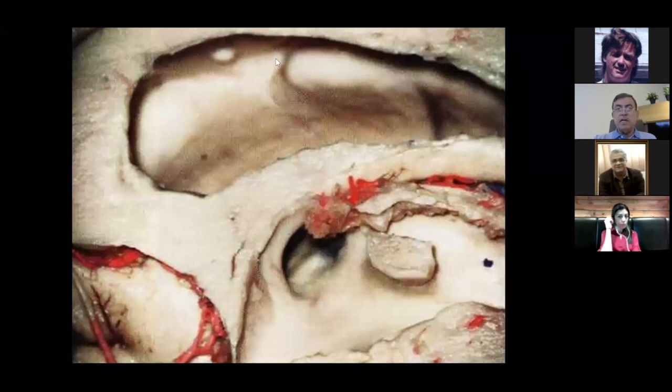So this is the corpus callosum, this is the body of the fornix, and this is where the foramen of Monro is. This is the tela choroidea of the third ventricle.